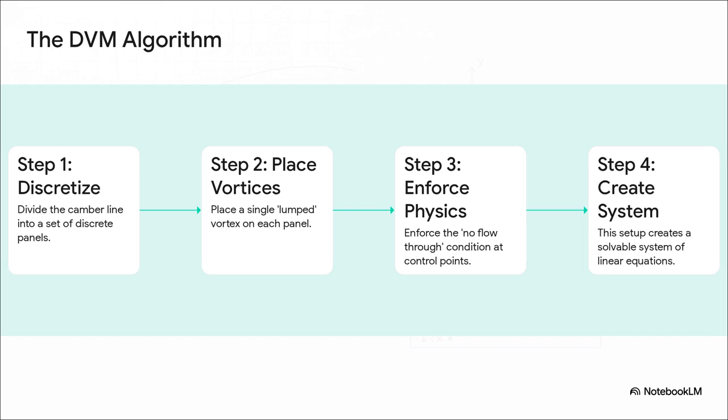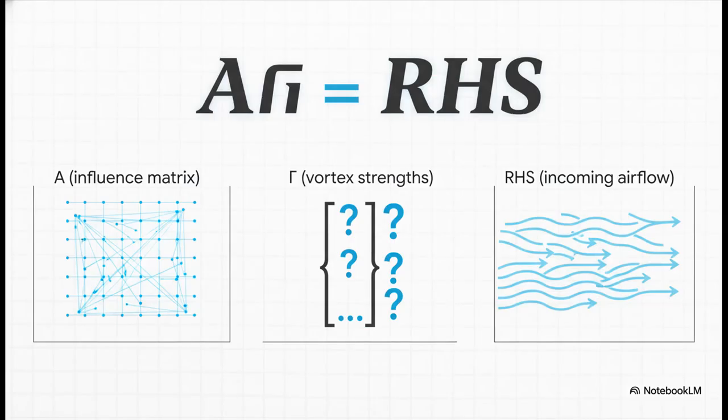How cool is that? And honestly, it all boils down to this single, pretty elegant matrix equation. A gamma equals RHS. So A is what we call the influence matrix. It basically describes how every single vortex affects every single point on the wing. Gamma, well, that's a list of the unknown vortex strengths. That's the treasure we're looking for. And the RHS, the right-hand side, that's just the incoming airflow. If you can solve for gamma, you've solved for the lift.